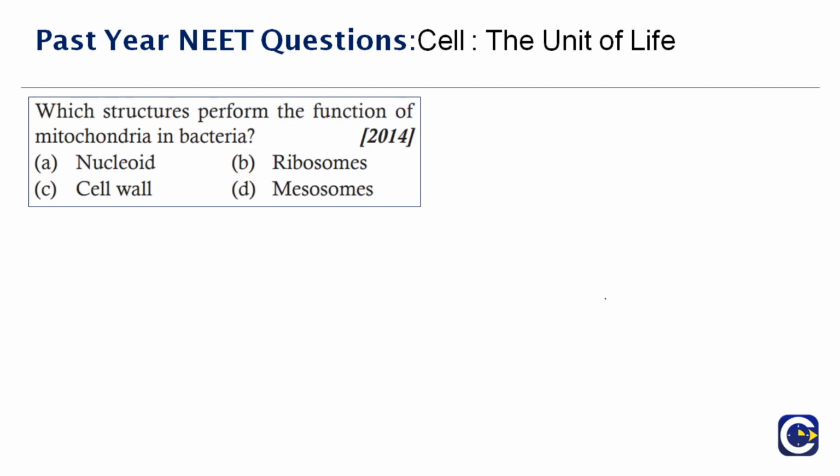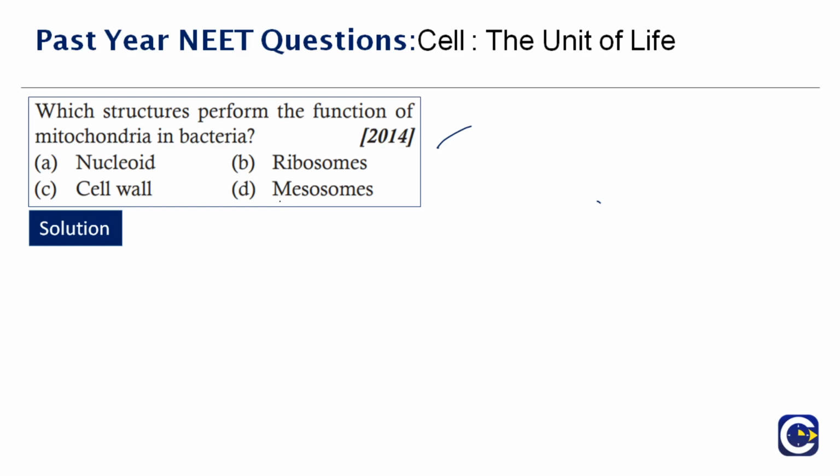Look at the next question here. Which structure performs the function of mitochondria in bacteria? They are asking which one will function as mitochondria in bacteria, and this question was asked in the year 2014. Fine. You are given 4 options: ribosomes, cell wall, nucleoid, mesosomes. Each function is unique. So out of the 4, the correct answer comes to mesosomes.